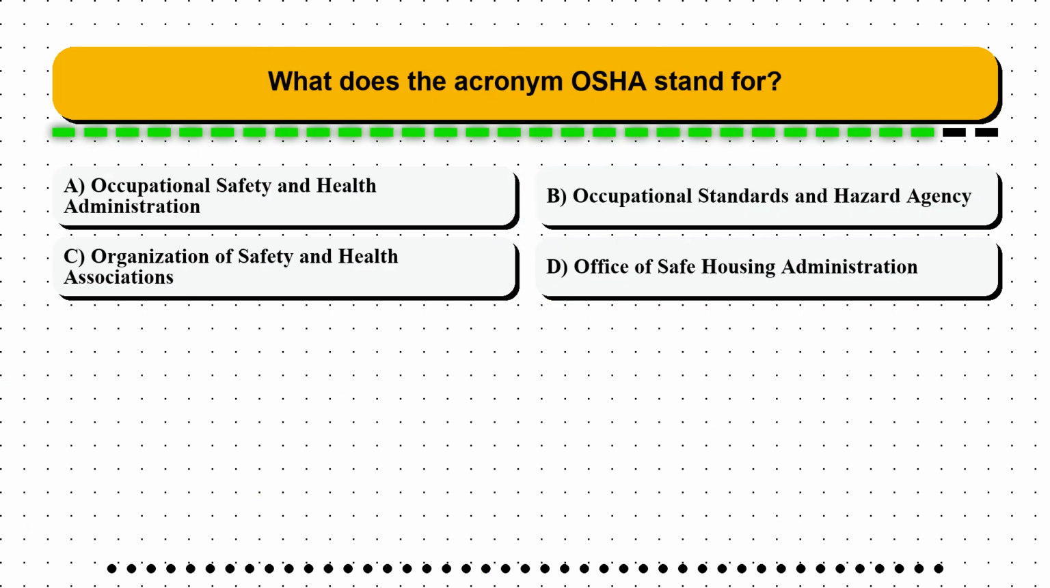Question 4. What does the acronym OSHA stand for? Option A, Occupational Safety and Health Administration. Option B, Occupational Standards and Hazard Agency. Option C, Organization of Safety and Health Associations. Option D, Office of Safe Housing Administration.